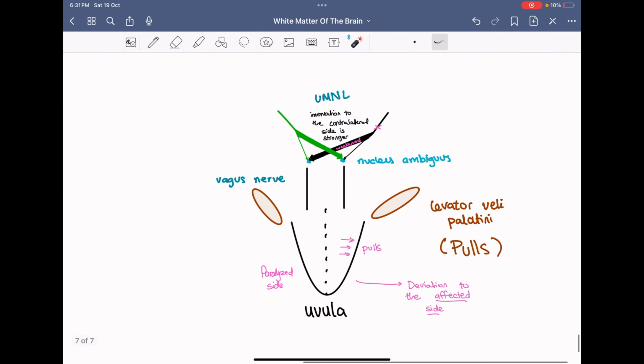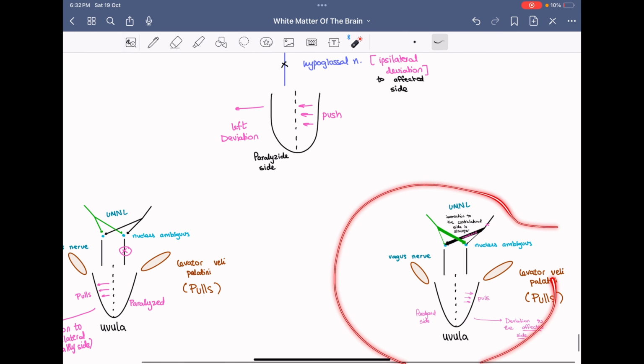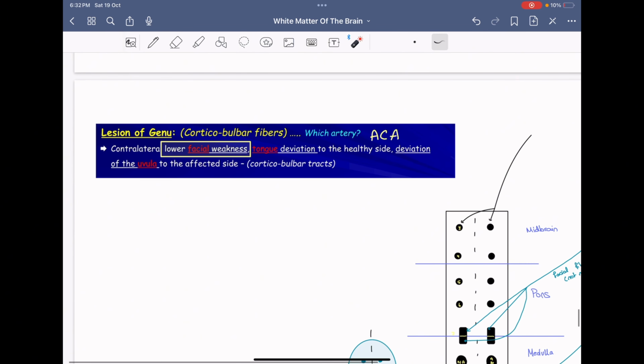So make sure you understand this: the uvula is a pulling muscle. What happens over here? This is the paralyzed side. So on the normal side, the muscles over here are working, and this muscle is going to start to pull the uvula to the affected side. Obviously, when we're saying affected side, I mean the brain, not the uvula. So it's going to pull the uvula to the affected side, which is the right side. I hope this makes sense. This scenario is essentially what is written over here: deviation of the uvula to the affected side in an upper motor neuron lesion.